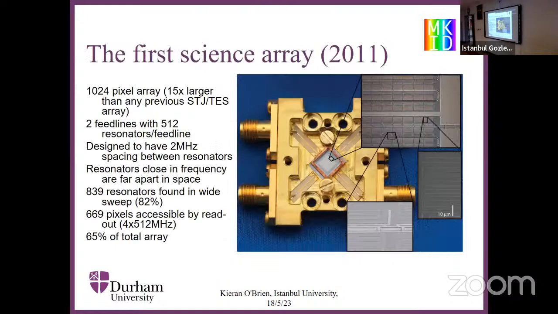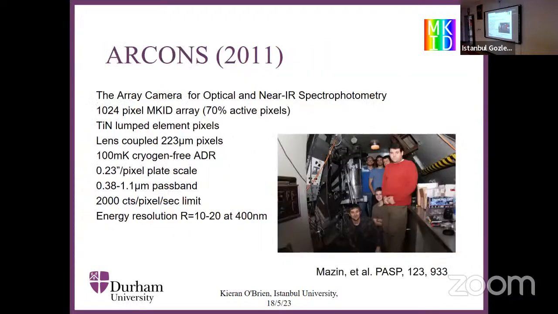So, are these things real? Yes, these things are real. Just over a decade ago now, we went on sky with them for the very first time. This was an image of the very first array that we used. It was 1,000 pixels, which was already 15 times larger than any superconducting array that had ever been taken onto sky. It had a couple of feed lines, and each of these feed lines had 512 resonators on a single feed line. You can see it's a slightly different geometry, but you can still see that we had these capacitors tuned to be at slightly different frequencies. This was at the Palomar Observatory back in 2011.